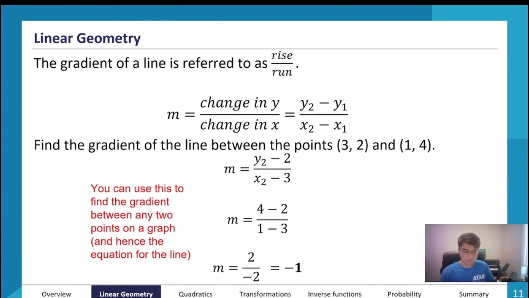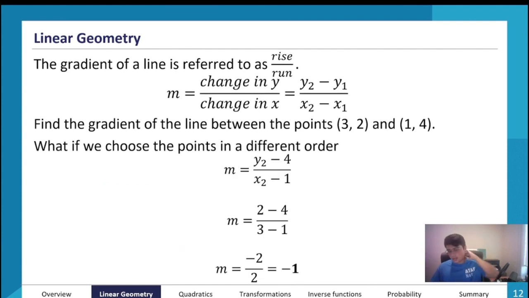Now, something important to note here is that often you'll be asked, find the equation of a line or find the gradient of a line. Always just use this. It should be ringing bells for this formula right here. There are some more complex situations, but we'll get into those a little bit later.